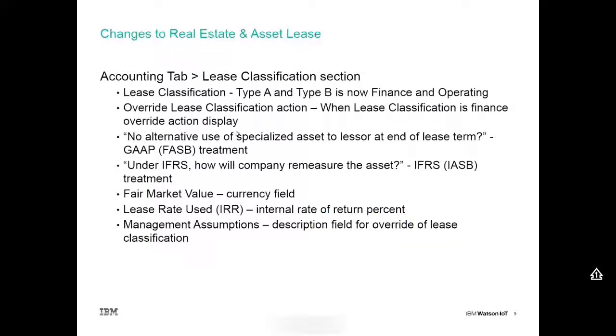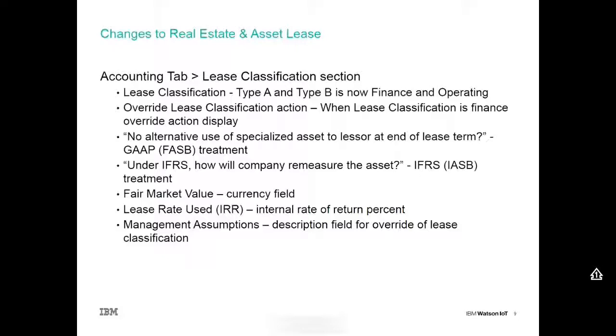And then in our accounting tab, we created a new section called lease classification section. If people are familiar with our previous releases, the lease classification field had type A and type B as classification. With the new standard adoption, we now change those to finance and operating. Type A equals finance, type B equals operating.